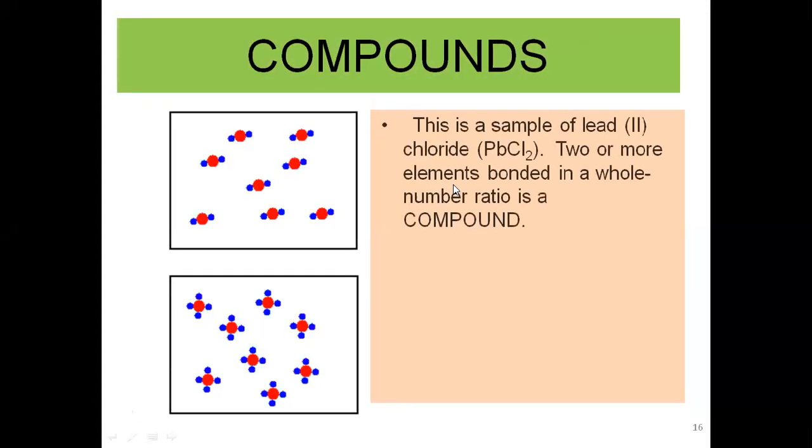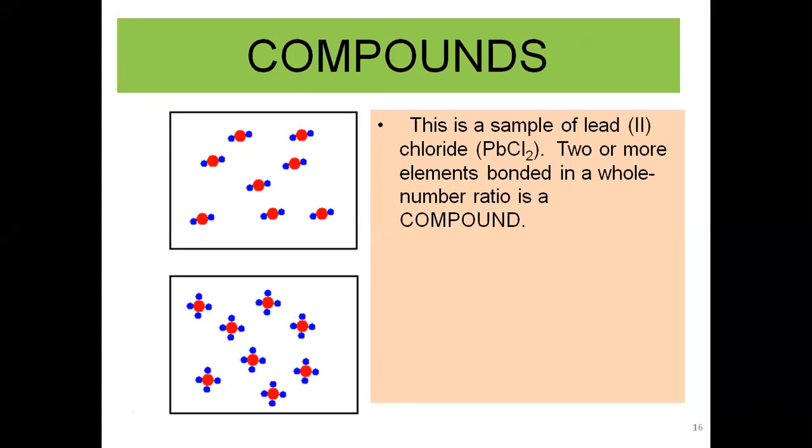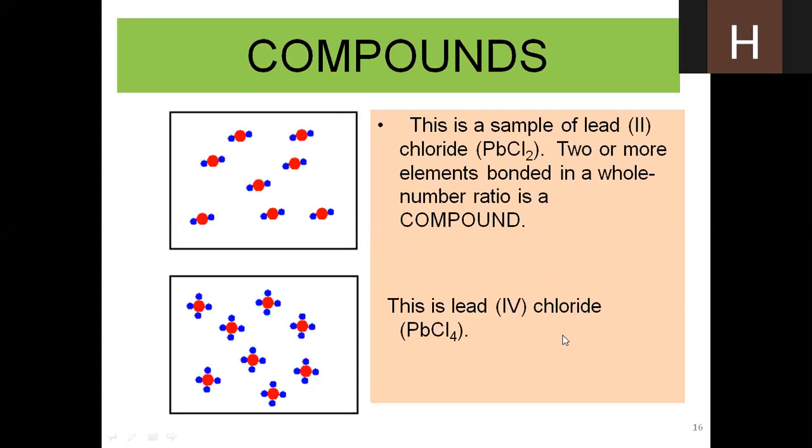This is the structure of the compound. This is a sample of lead chloride particles, two or more elements bonded in a whole ratio in a compound. The second one is the lead 4 molecule structure. These elements combine together.